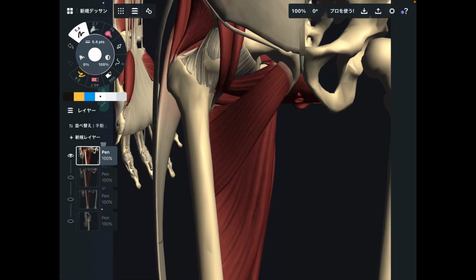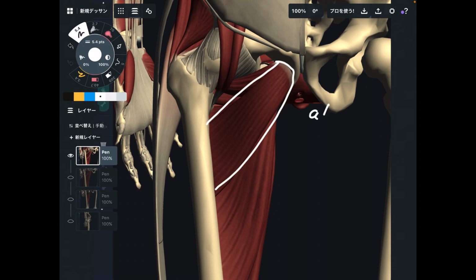In today's video, I am going to explain anatomy and function of adductor muscles. There are various adductor muscles in lower extremity, so I want to focus on three muscles today. First one is adductor brevis, next one is adductor longus, and the last one is adductor magnus. Let's get started from adductor brevis.